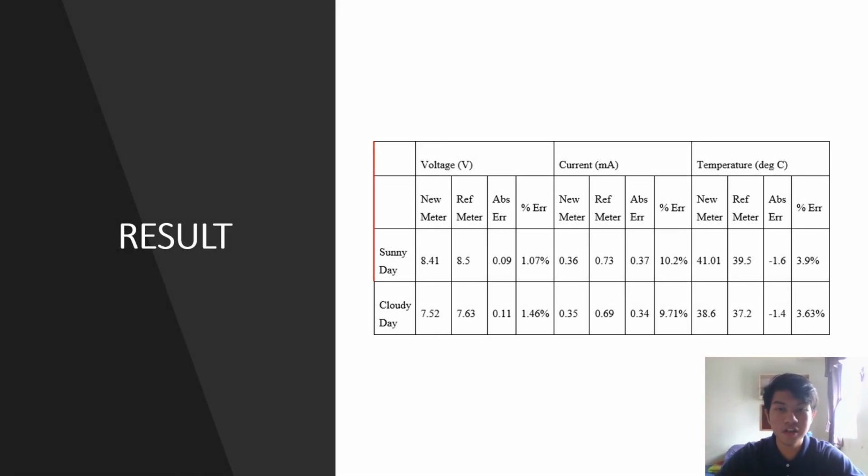So for the measurement comparison, we compared the new meter to a reference meter. So this is our error recorded. As you can see here, the error for the current is too high because of the sensitivity of the current sensor.